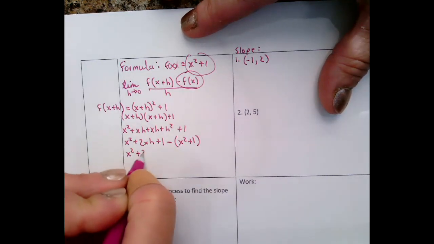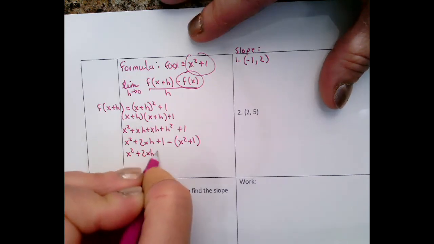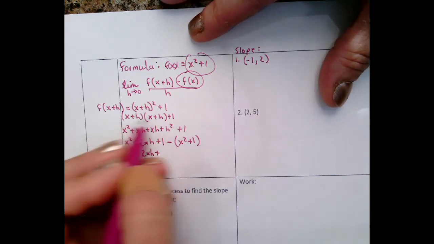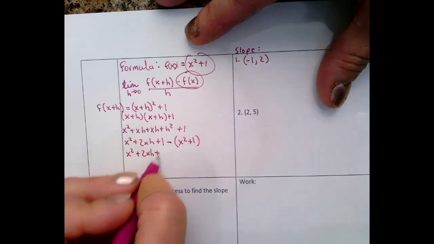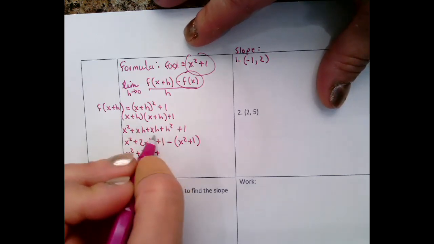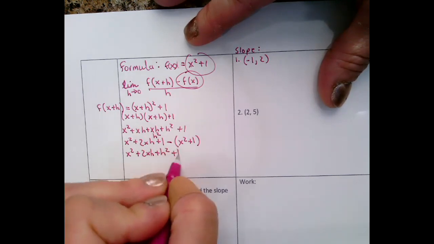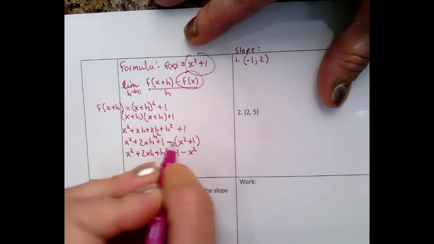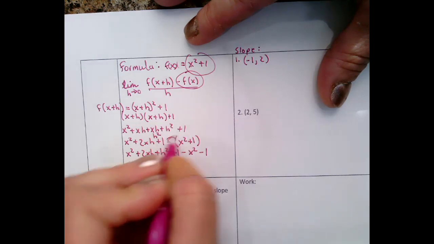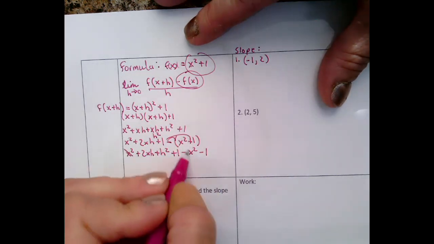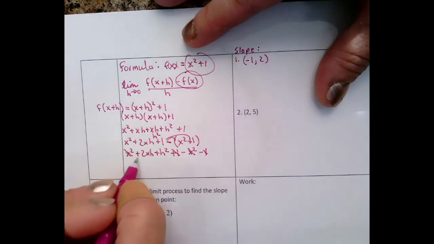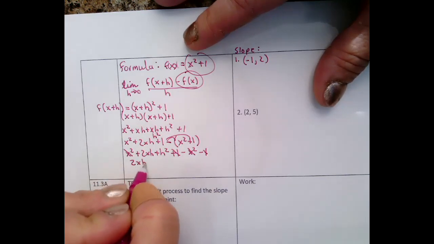So x squared plus 2xh plus h squared. Oh, see, I forgot that h squared here. Plus h squared plus 1 minus x squared minus 1. So I distributed that minus sign. Okay, these are going to cancel, these are going to cancel, and I'm going to be left with 2xh plus h squared.